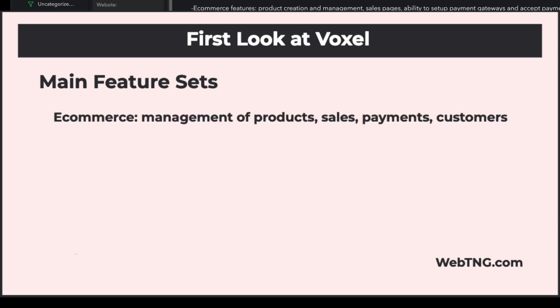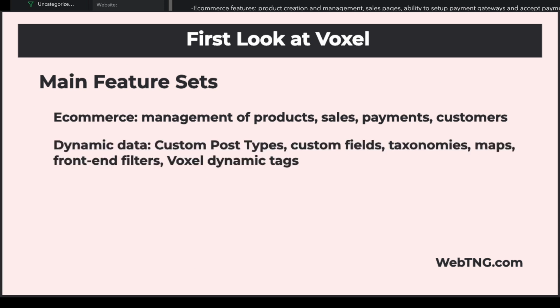The first is e-commerce. There's product creation and management, sales pages, the ability to set up payment gateways and accept payments, and customer dashboard features. The second group of features is the ability to create custom post types and custom fields and taxonomies, to create maps and front-end filters, and to use Voxel's dynamic tags in the templates.